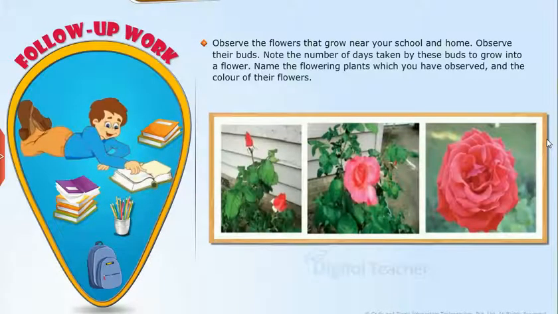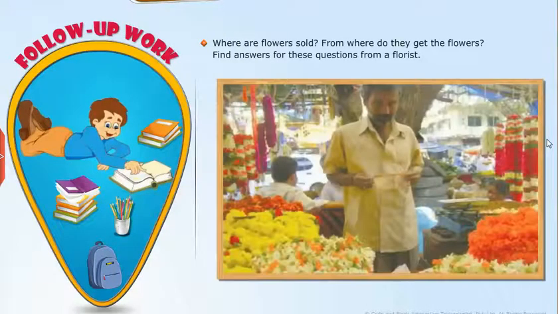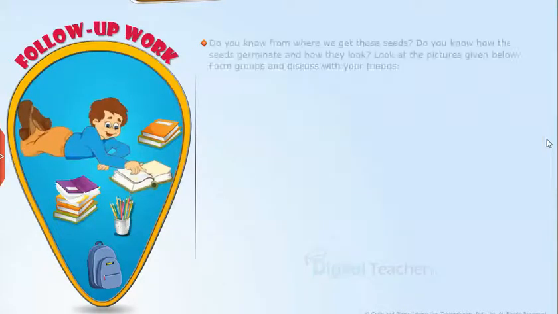Observe the flowers that grow near your school and home. Observe their buds. Note the number of days taken by these buds to grow into a flower. Name the flowering plants which you have observed and the color of their flowers. Where are flowers sold? From where do they get the flowers? Find answers for these questions from a florist.